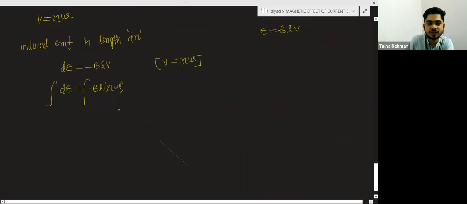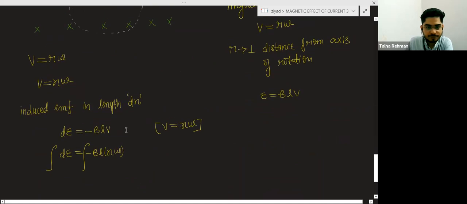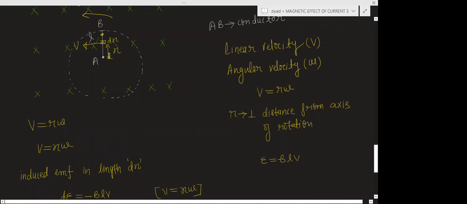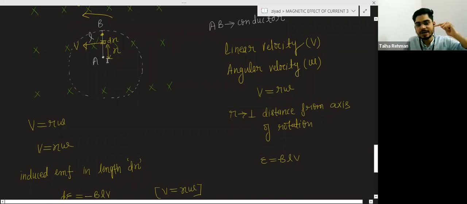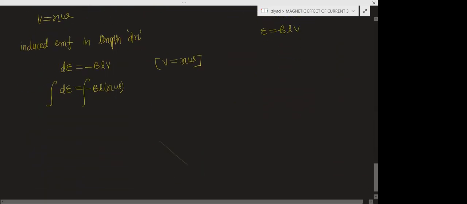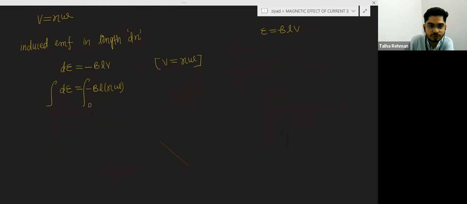We will integrate over x, and x is from 0 to L. At one end of the wire, what is the value of this x? This x is variable. x is 0 at this point A, and at this point B, x will be the length of the wire L. So I am applying the limit from 0 to L.